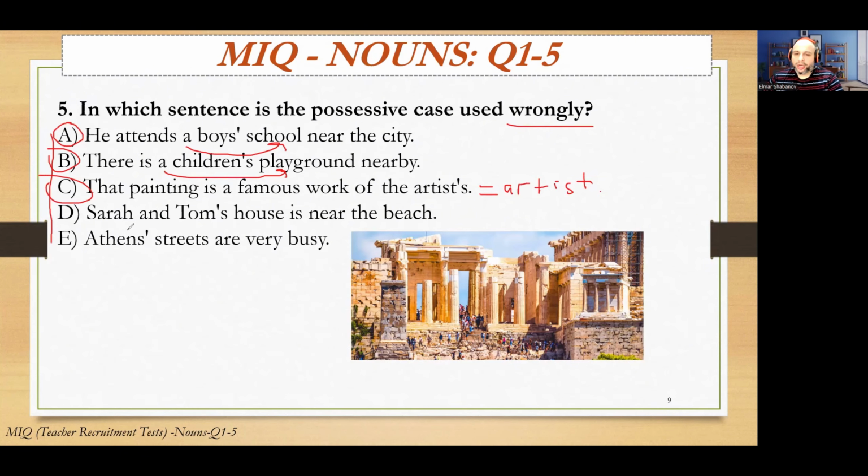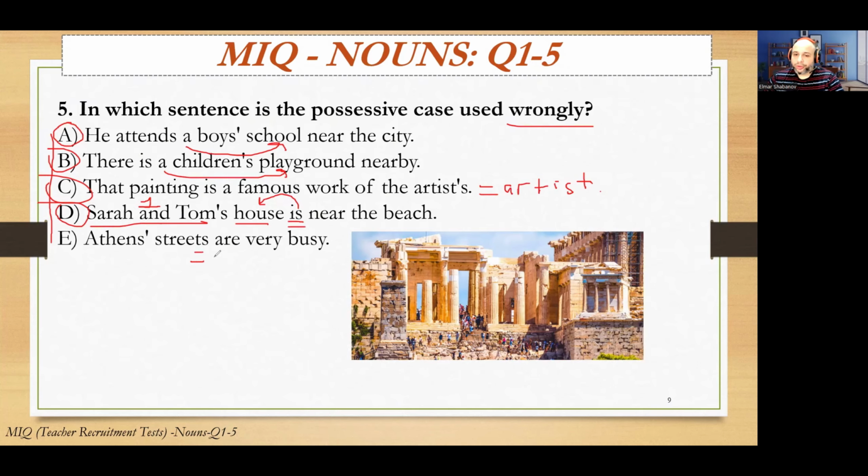So this is okay. Sarah and Tom's house is near the beach. So it's one house, so it's "is." So here, the verb agrees with the subject. But Sarah and Tom's, this house belongs to them both. It's their common house. So it acts as one unit. So that's why apostrophe S is fine. This is fine. And the last one, Athens streets are very busy.